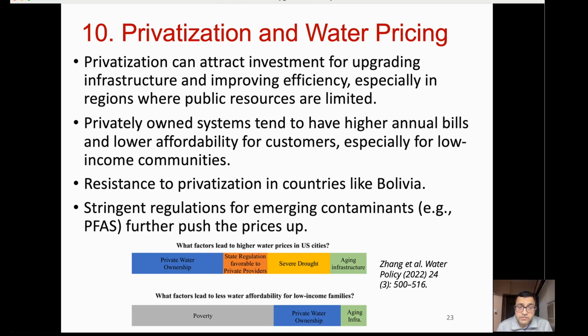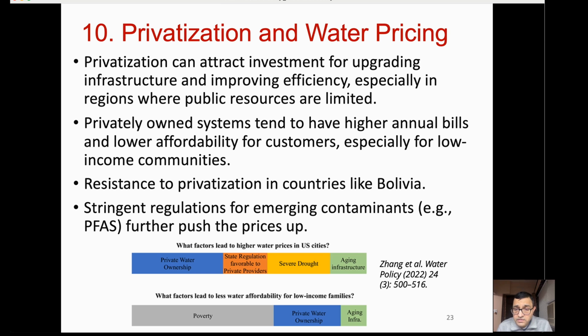And then there are stringent regulations coming up, for example for PFAS, which would mean more treatment and higher costs. Finally, those costs would trickle down to the consumers and make water even more expensive.